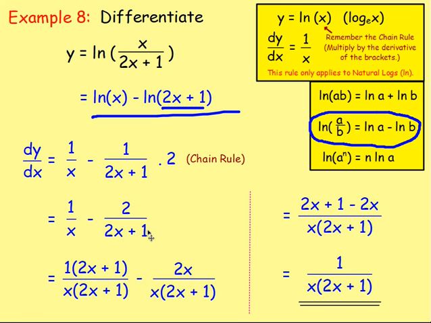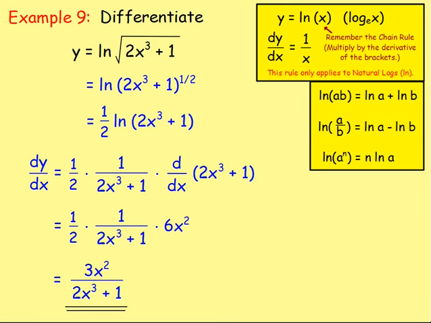After that, really you should leave your answer as a single fraction in its simplest form, so we need the same denominator. Multiply the top and the bottom here by 2x plus 1, top and the bottom here by x. That'll give us the same denominator. After that, we can subtract the numerators and just simplify that for your answer.